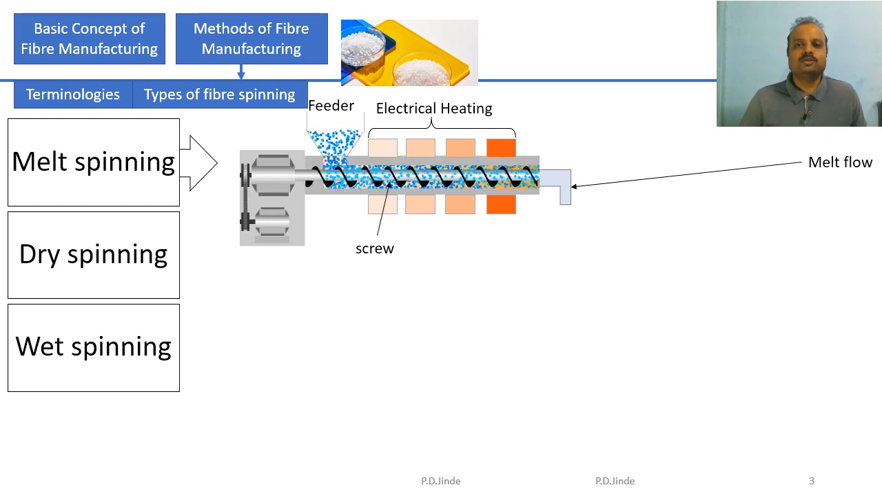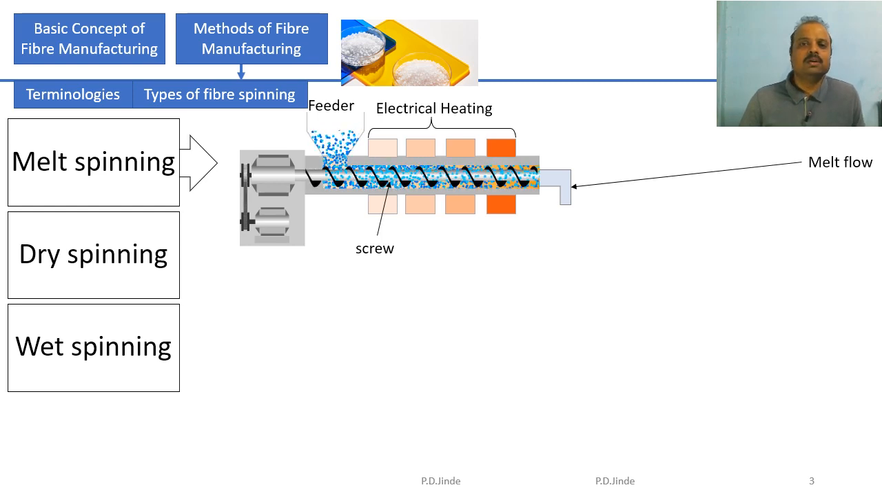This homogeneous molten thick liquid is filtered through a filter. This filtration process is necessary to remove any impurities present in the thick viscous liquid. Otherwise, these impurities would further block the holes of the spinneret.